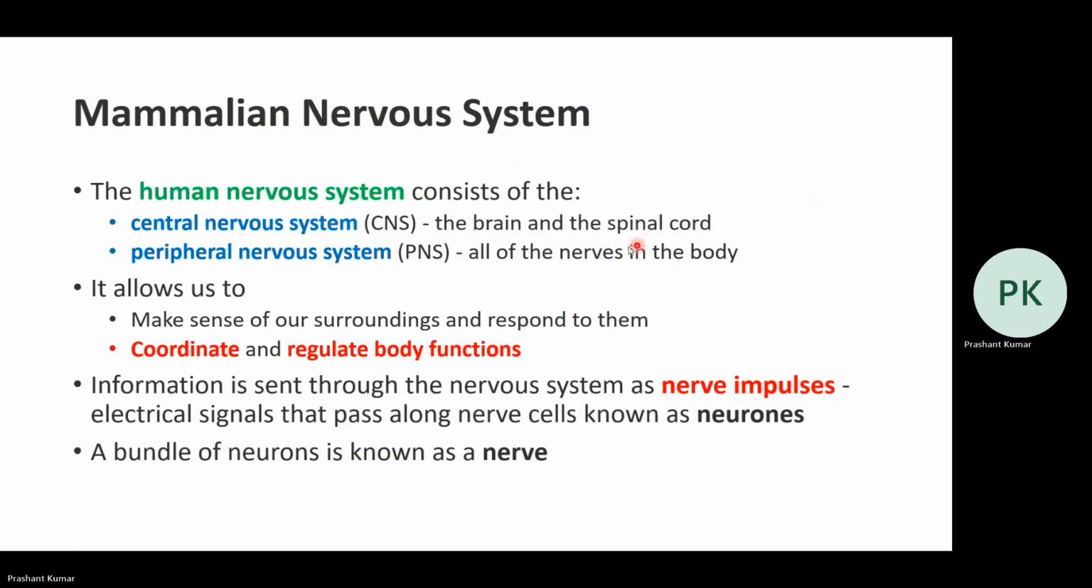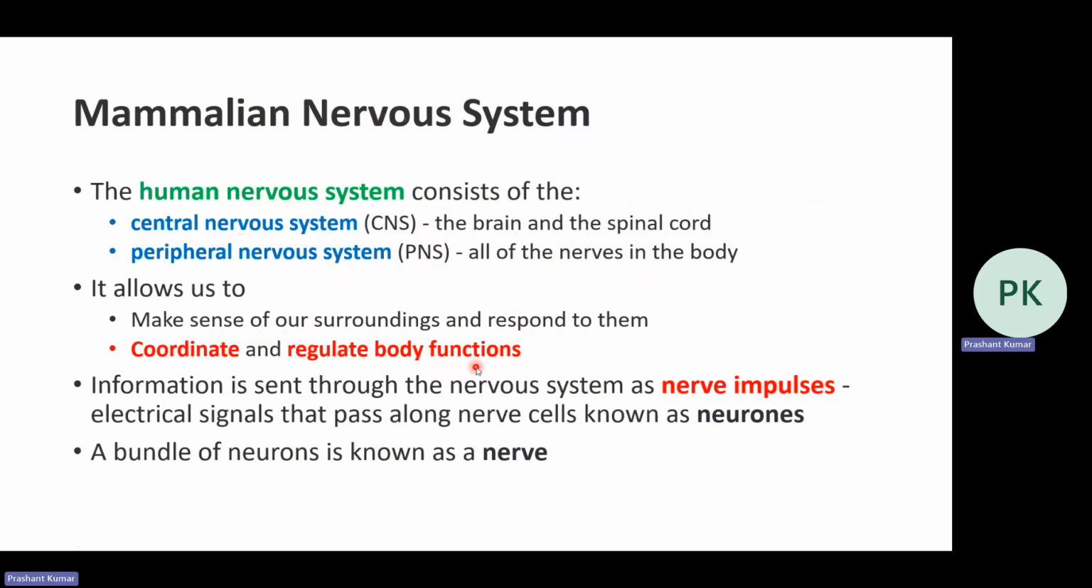Apart from this, all the nerves present inside your body, which connect the brain to other parts and the spinal cord to the other parts, belong to the peripheral nervous system. So except for brain nerves and spinal cord nerves, whatever nerves are spread throughout the body come under the peripheral nervous system. And what is the function of these? They make sense of our surroundings and respond to them. At the same time, they coordinate and regulate the body functions.